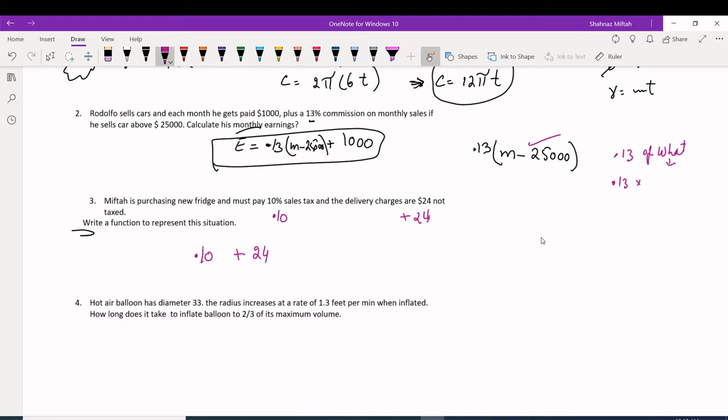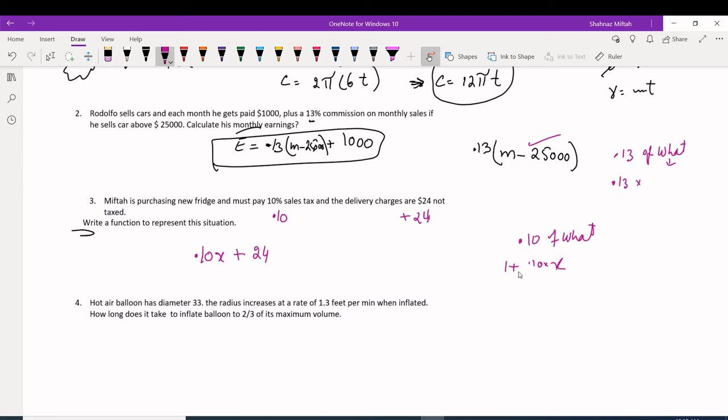What? You need to figure it out. In this case, what is my what? 0.10 of what? Like 10% of what? 10% of sales tax, right? Must pay. So how much sale do we have? We don't know. 0.10 times x. So that's x. But we do understand that I have to add this one with it, because they said represent the situation, right? New fridge, must pay 10% tax and delivery charges, and the delivery charges are not taxed.